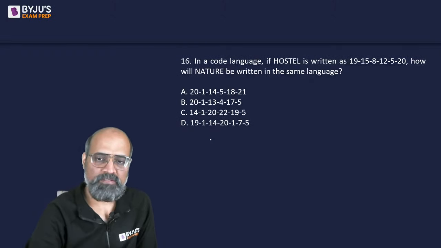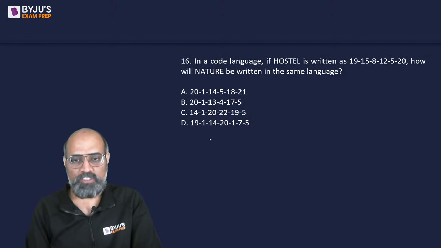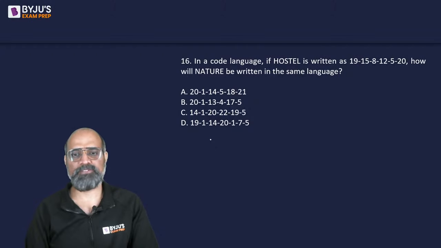Okay, next one. Encoding, decoding. In a code language, if hostel is written as 19, 15, 8, 12, 5, and 20, how will nature be written in the same language?